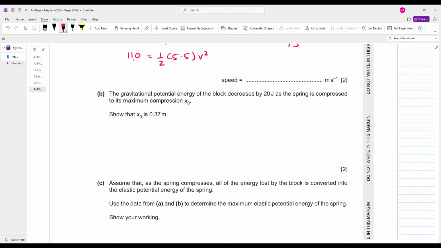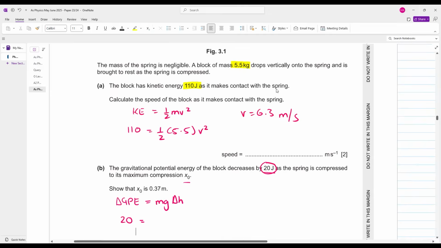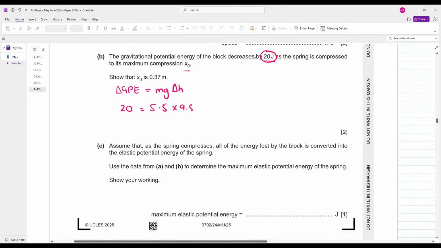The gravitational potential energy of the block decreases by 20 joules as the spring is compressed to its maximum compression. Show that x naught is 0.37 meters. Okay जी, आपने शो करना है कि x naught is 0.37 meters. हो क्या रहा है? As the block is compressing the spring, the gravitational potential energy of the block decreases by 20 joules. So you will say change in gravitational potential energy is equal to mg change in height. Change in gravitational potential energy क्या है? 20. What is the mass of the block? हाँ जी, अभी देखा था 5.5. What is the gravitational field? It is 9.81. What is the change in height or x naught? Let's calculate that. 20 divided by 5.5 into 9.81 is equal to your x naught. Simple as that. Your x naught comes out to be 0.37 meters. Simple.